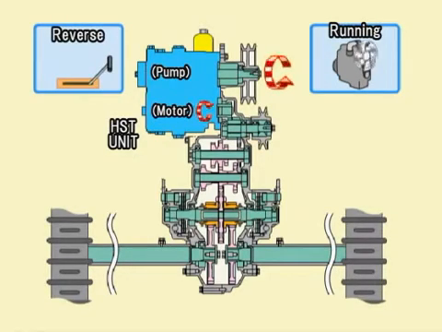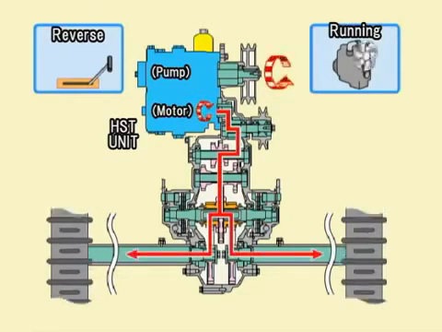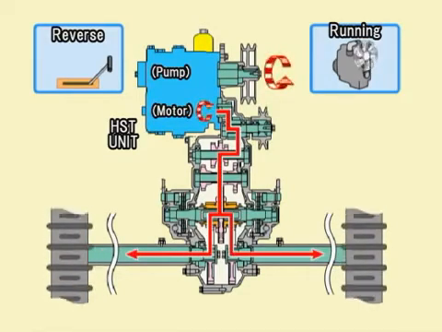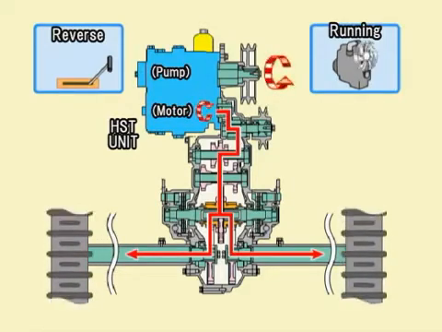Next, when the speed change lever is moved to the reverse position, the HST output shaft begins to turn in the opposite direction. The gears in the transmission also begin to turn in the opposite direction. As a result of this rotation, the final axle also turns in the opposite direction.